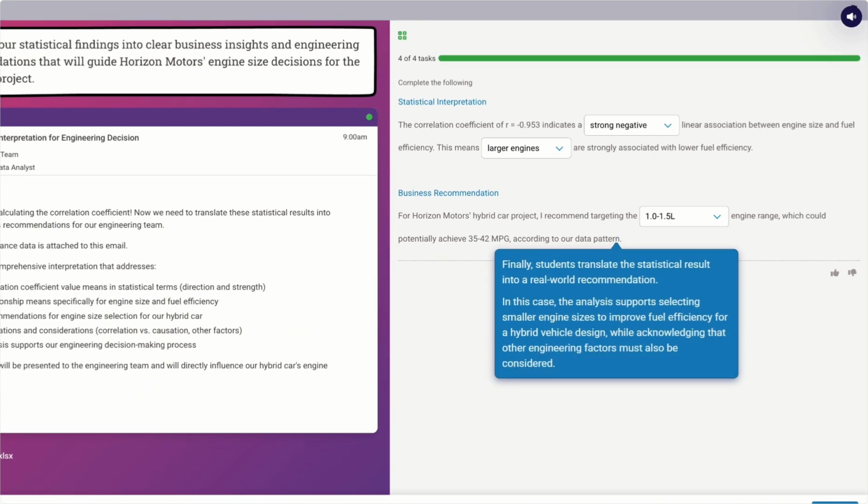Finally, students translate the statistical result into a real-world recommendation. In this case, the analysis supports selecting smaller engine sizes to improve fuel efficiency for a hybrid vehicle design, while acknowledging that other engineering factors must also be considered.